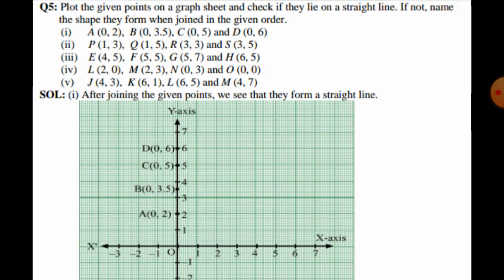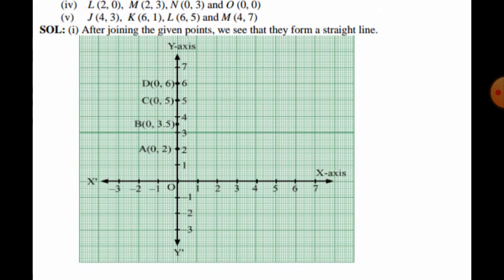Now after this, see the next question. In the next question, see question number 5. In question number 5 we have to plot the given points on the graph sheet and check if they lie on the straight line. If not, name the shape they form when joined in the given order. So here also we have to represent these points on graph paper. So we have to draw the x-axis and y-axis.